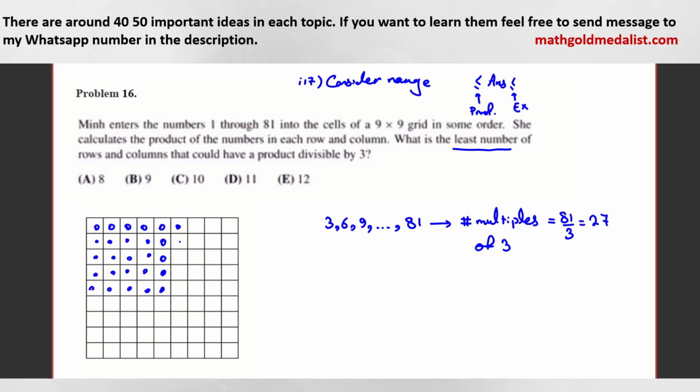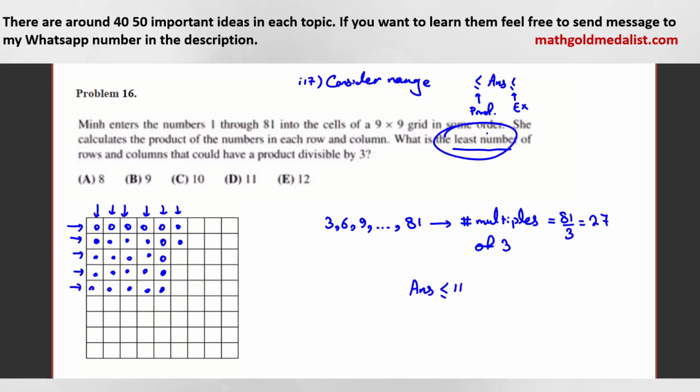So if you select this one, then how many bad columns are there? Bad columns means columns where the product is a multiple of 3. 3, 4, 5, 6. How many bad rows? 1, 2, 3, 4, 5. 5 plus 6, 11. By this example, we found that the answer is at most 11. So it is 11 or better than this because we found an example with 11.